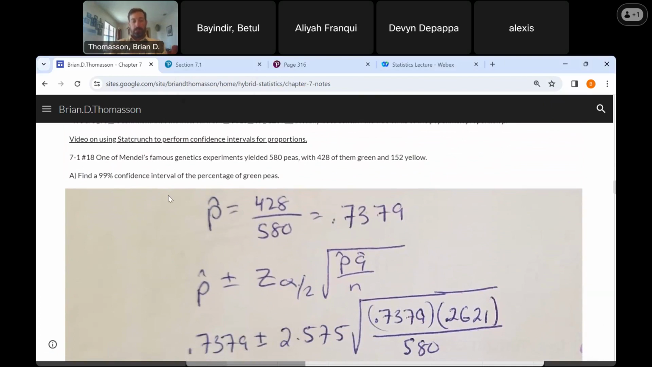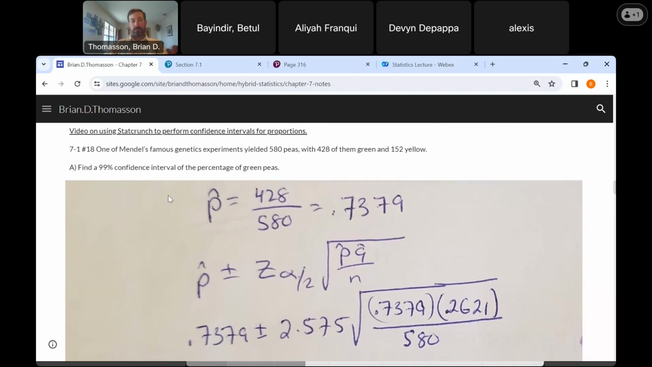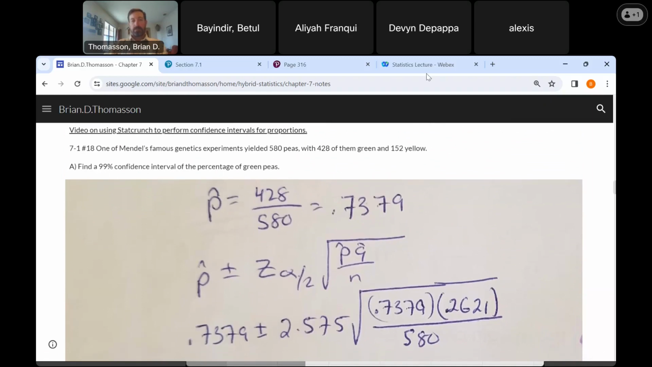All right, so let's do another one that's very similar, just to make sure we understand what we're doing here. So this one says one of Mendel's famous genetic experiments yields 580 peas, 428 green, 152 yellow, and we want to find a 99% confidence interval. So we're interested in the greens. Okay, so we know we have 428 green out of the 580 total. So we find the ratio of those, which tells us that we had 73.79% green peas. Okay. So that's our point estimate.